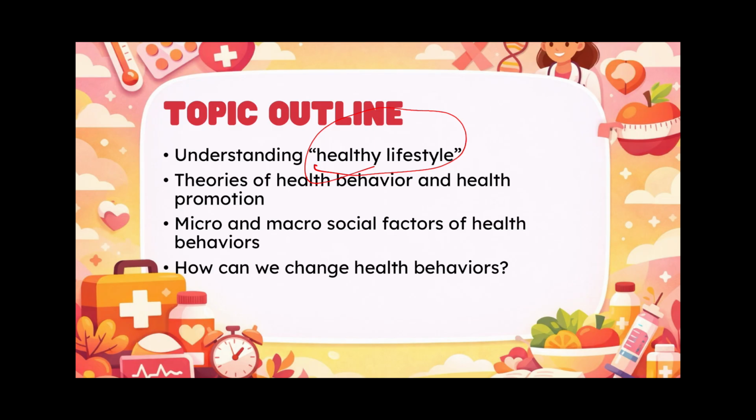And then we'll talk about the different theories of health behavior and health promotion. This is not anchored simply on sociology. These are transdisciplinary theories, but of course we're also going to be looking at them from a sociological perspective. And then we'll talk about the micro and the macro social factors of health behaviors, distal and proximal social determinants of being able to do health behaviors or having positive health attitudes, and also interrogating how we can make use of social sciences and sociological thinking to change health behaviors.